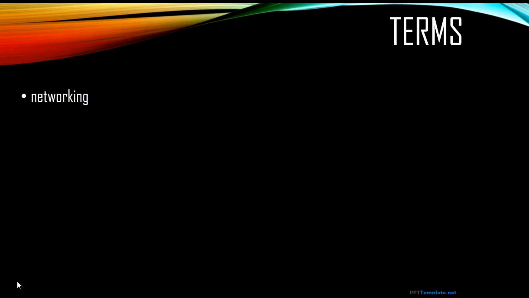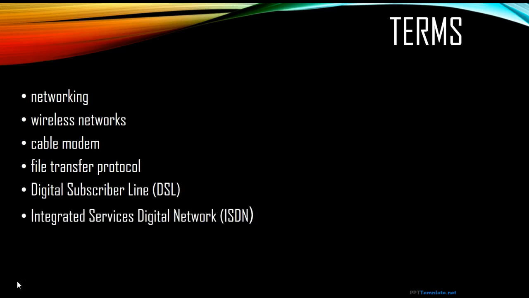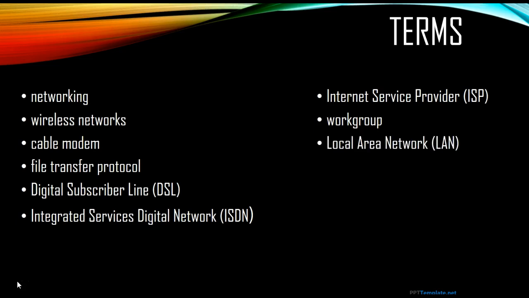So the first word is networking. Then we have wireless networks, cable modem, file transfer protocol, digital subscriber line, DSL, integrated services digital network, ISDN, internet service provider, ISP, work group, local area network, a LAN, wide area network, a WAN, and network interface. So those are our words. We're going to go ahead and get started.